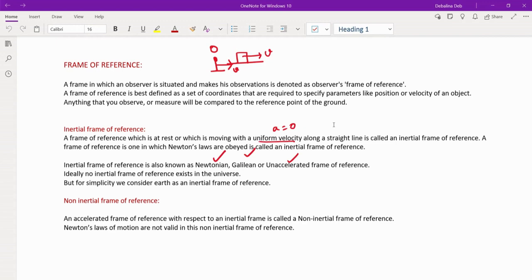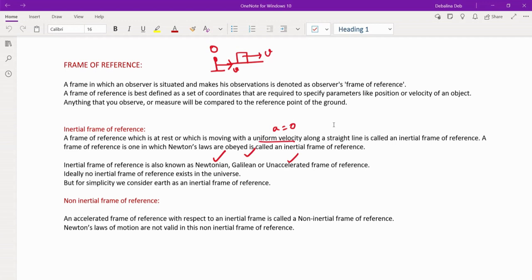Now next move on to the non-inertial frame of reference. Non-inertial frame of reference क्या है? The basic difference from inertial one is ये एक accelerated frame of reference है. That means इस time मेरा observer जो है वो जिस frame पे खड़ा है, that frame is moving with such and such acceleration.